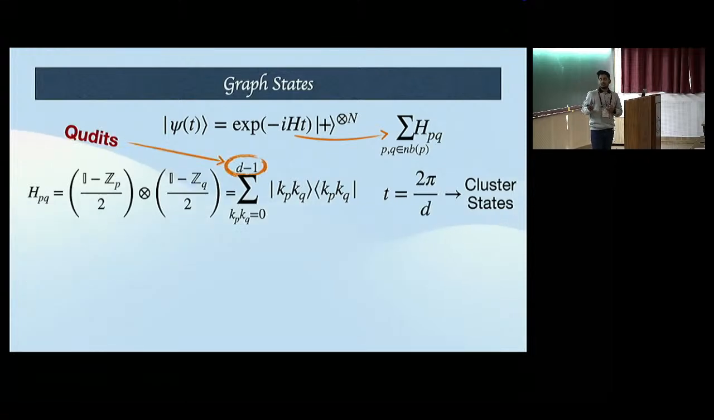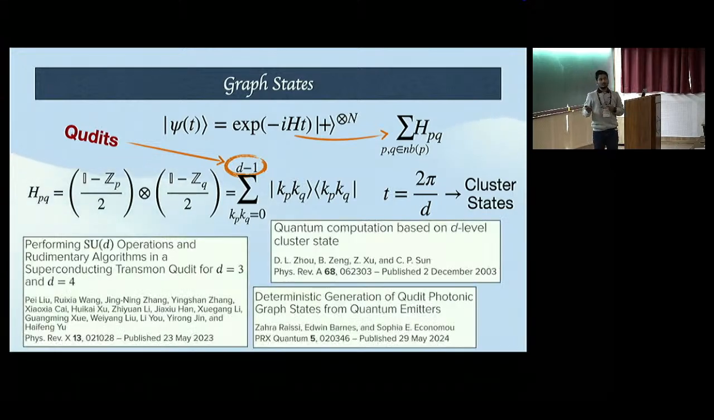So we can generalize this Hamiltonian to a multi-level Hamiltonian, in which the summation now goes to the number of levels, and the cluster state is reached at t equals 2 pi by d. And the use of these states for computation was given by Zhou and others, and they have recently been experimentally realized in transmon qubit and photonic systems.